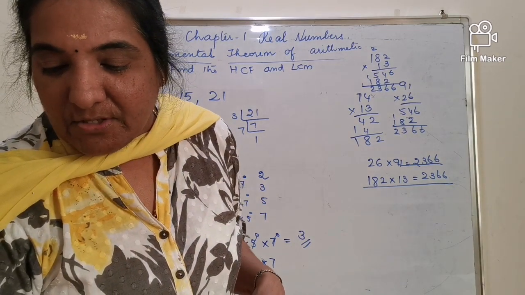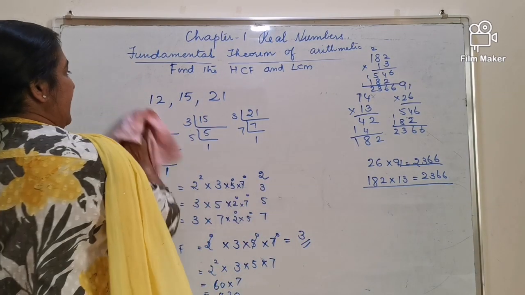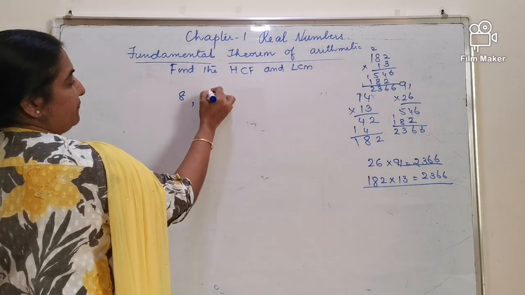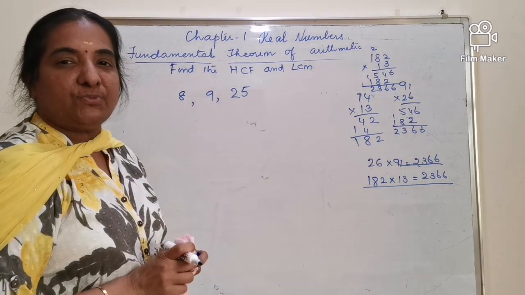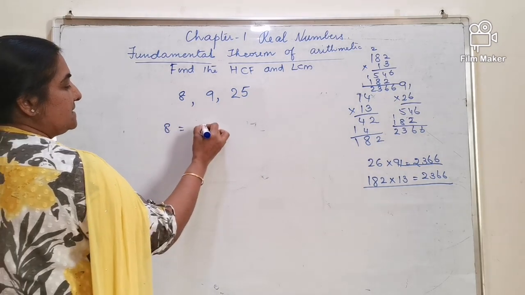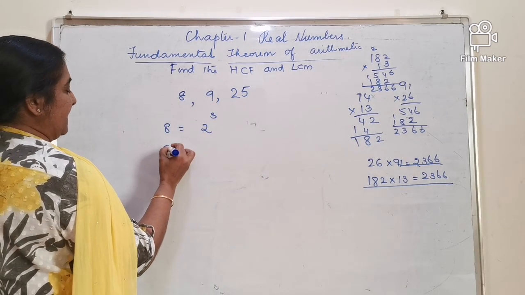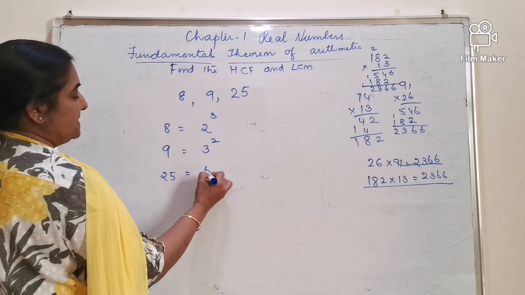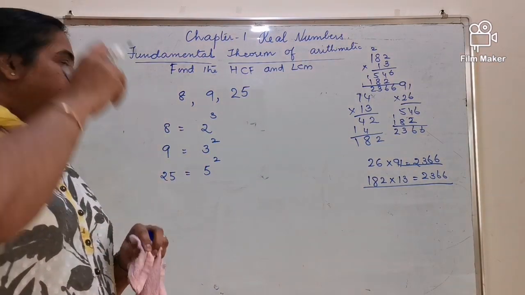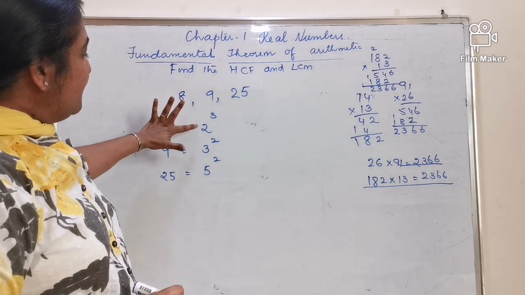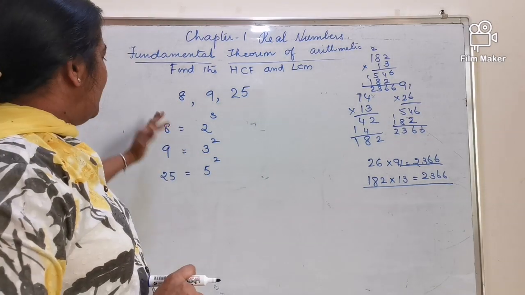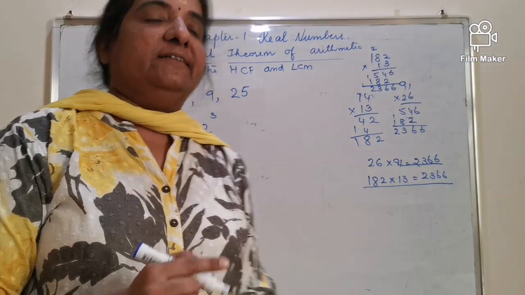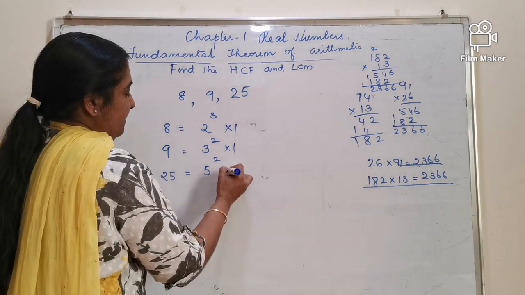The next example is to find the HCF and LCM of 8, 9 and 25. The prime factors of 8 is 2 cube. Prime factors of 9 is 3 square. And the prime factors of 25 is 5 square. Here you can see that 2 cube, 3 square, 5 square, all the three numbers do not have a common factor other than 1.